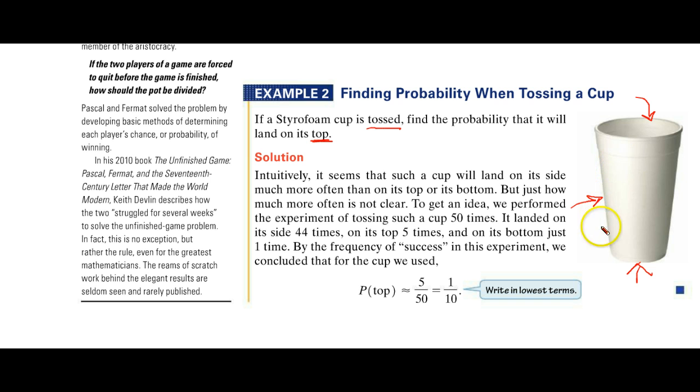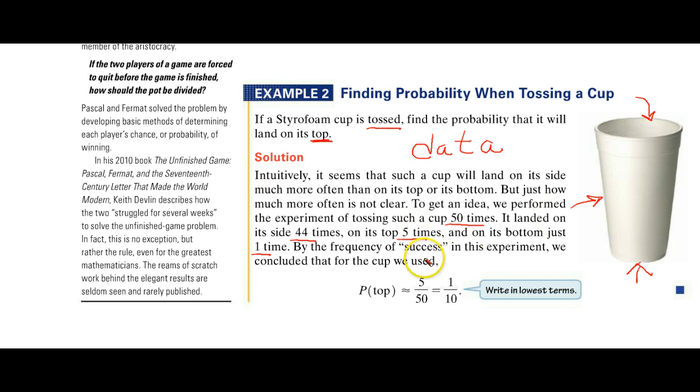So what do you do? Well, you do some experimentation. That is, you toss the cup a number of times. And let's say you toss it 50 times and it lands on its side 44 times, on its top 5 times, or on its bottom just once. Then you have a way of starting to figure this out, because you have developed data, which is what we do in scientific experiments. We develop data; these are our observations, these are the results of our experiments.